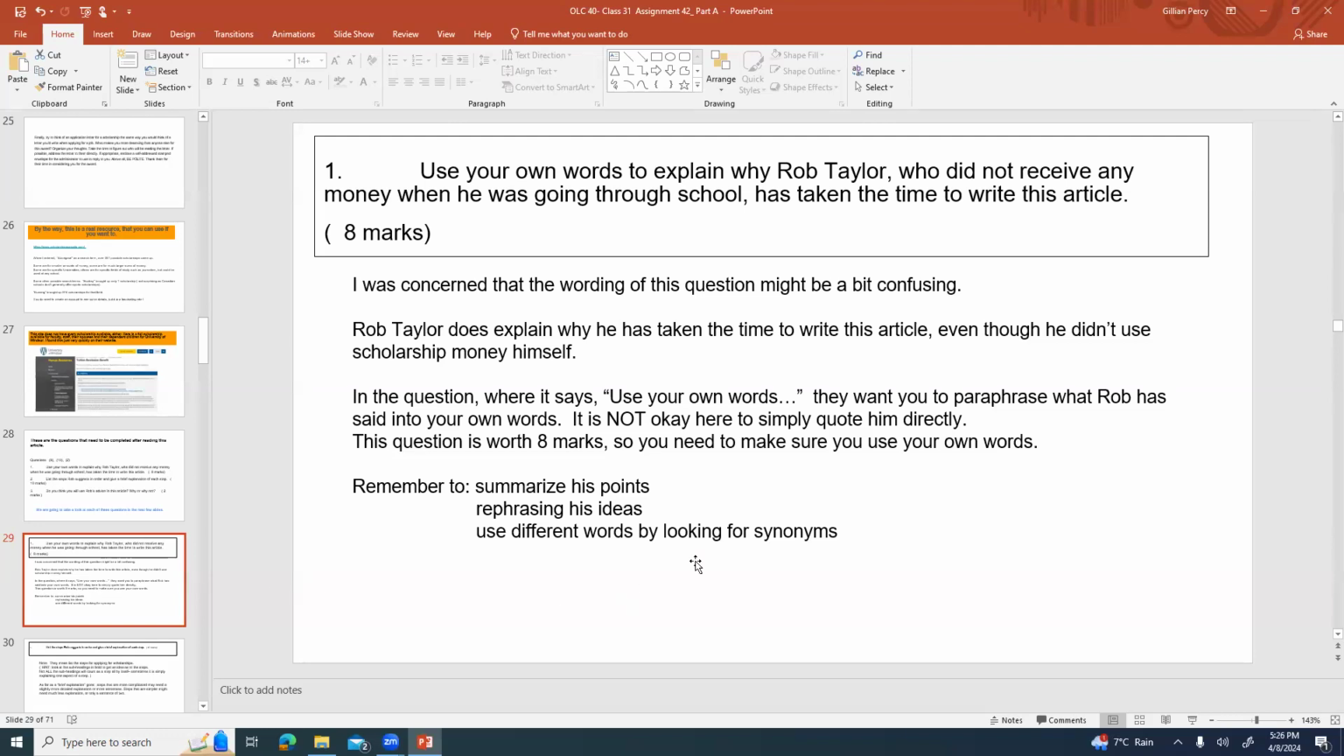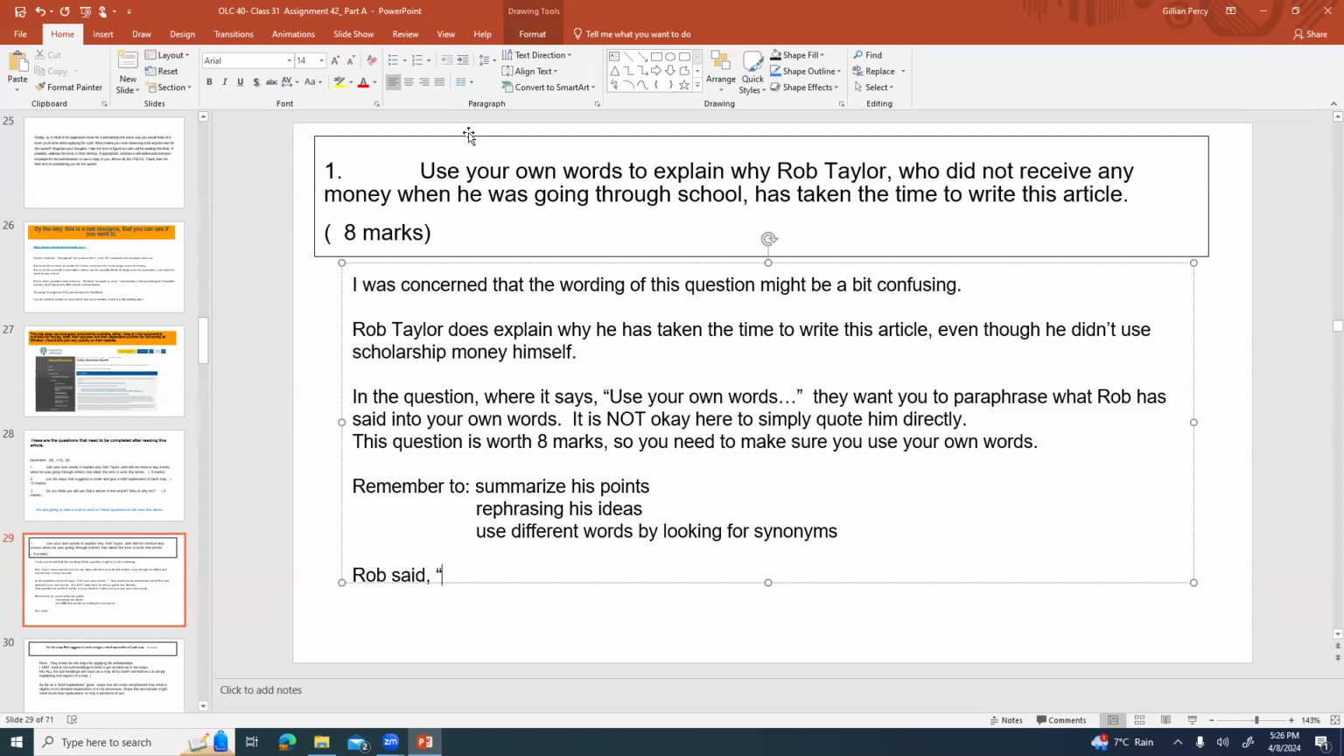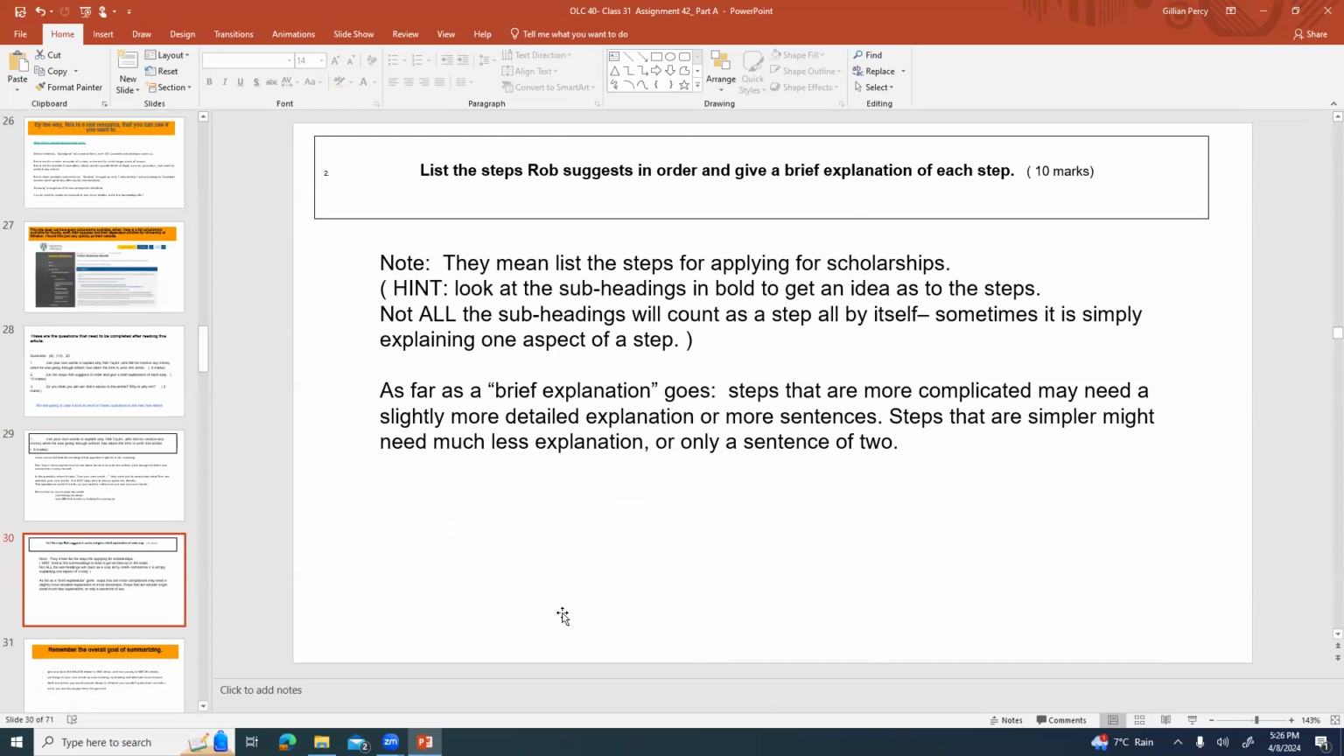The only time you can quote him directly is if you write "Rob said," and then you would write it. But because it says use your own words, you're not going to use a quote. Normally you could, but because they've specifically said not to, you have to put it in your own words. Don't quote him. Okay, number 2, list the steps Rob suggests in order and give a brief explanation of each step. Note, they mean list the steps for applying for scholarships. Hint: look at the subheadings in bold to get an idea as to the steps.